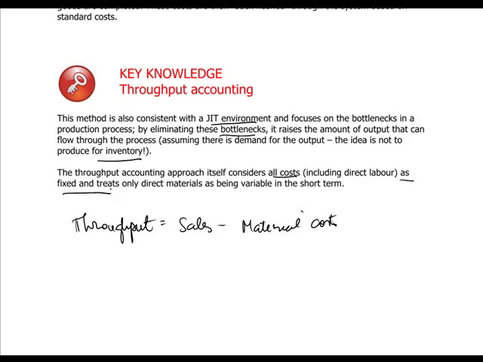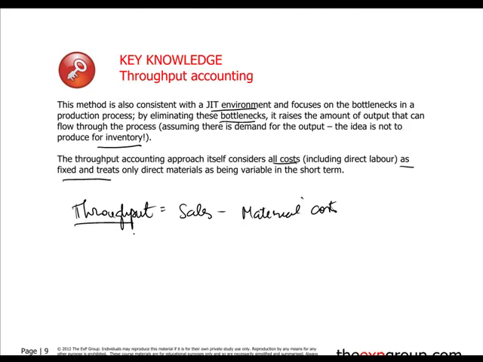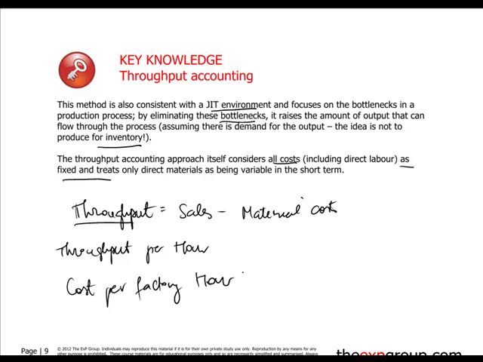Now note that there are three ratios that you need to compute. The throughput per factory hour, that is the throughput per unit, which we just determined up here. So that's throughput per factory hour. Then you have something that is called cost per factory hour, and by dividing those two, you'll come up to the throughput accounting ratio.